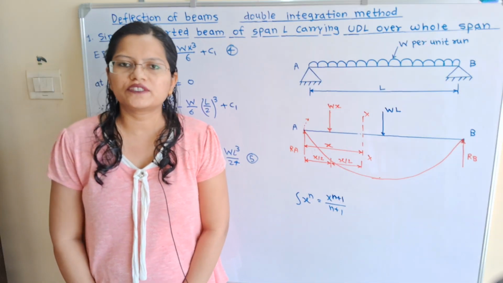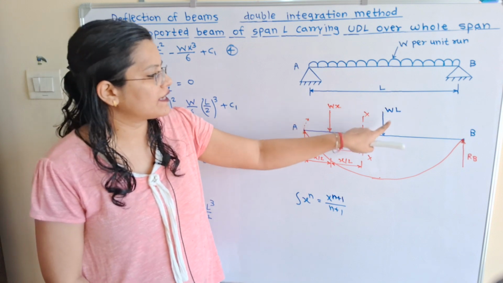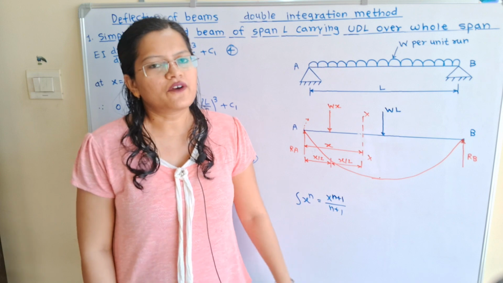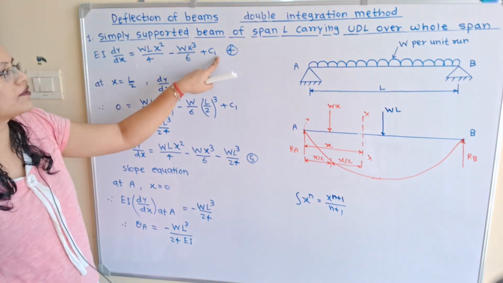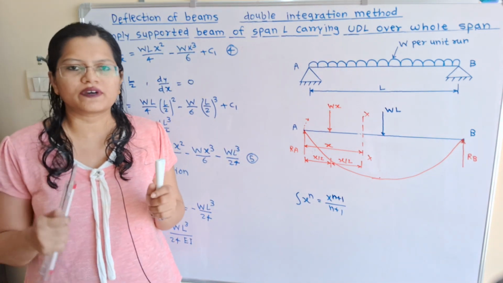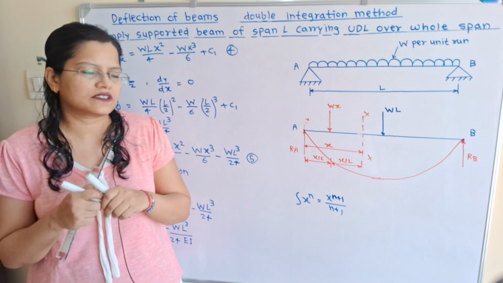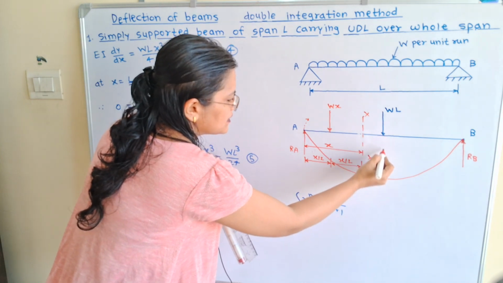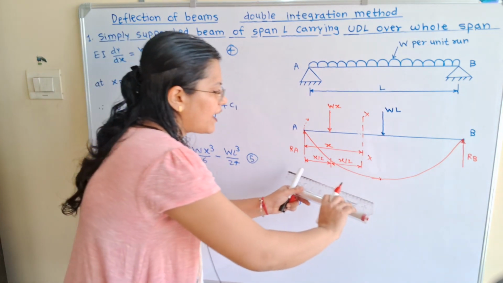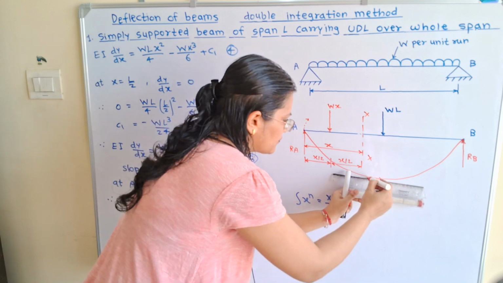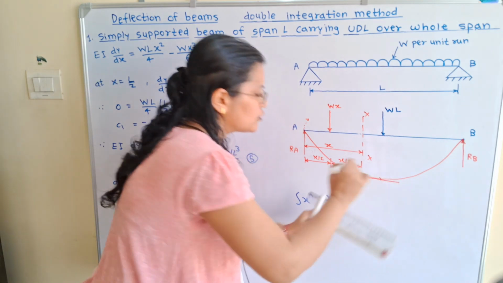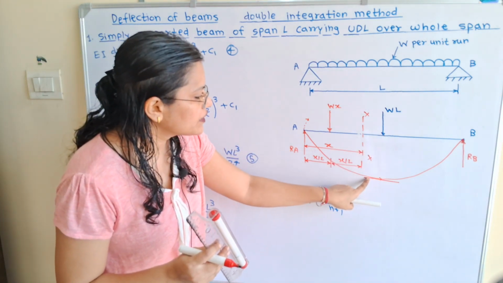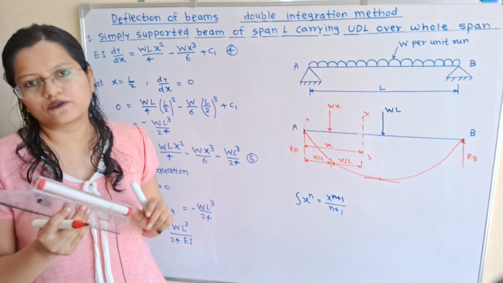When a uniformly distributed load W is applied, with total load WL, the beam is deflected in this way. Now we will find the value of the constant of integration C1 by applying boundary conditions. If we observe, here is the length L by 2, that is the center point, and if I draw a tangent to this curve, then here is a horizontal line. That means at length L by 2 the slope is equal to 0.